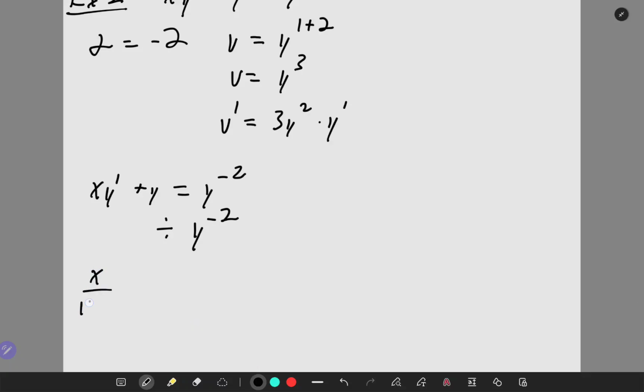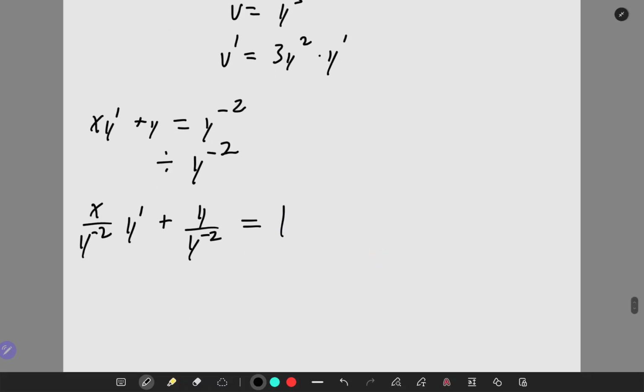x over y to the negative 2 y prime plus y over y to the negative 2 is equal to 1. Now we can simplify this. This first term is x. This becomes x y squared y prime plus y cubed, right, is equal to 1.